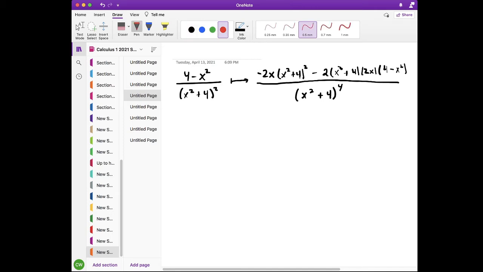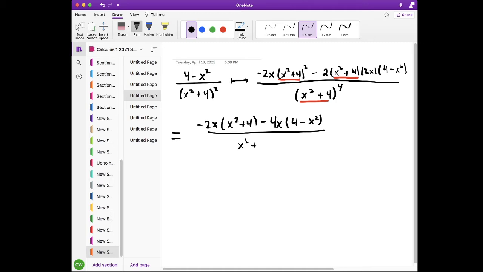Good, yeah, you have an x squared plus 4 here. You have two of them, so watch out. X squared plus 4 and an x squared plus 4. So when you simplify this, get negative 2x. So that's nice, you don't have to FOIL. X squared plus 4, and then minus, and this gets taken out, so it's 4x, 4 minus x squared, then divided by x squared plus 4 to the third.